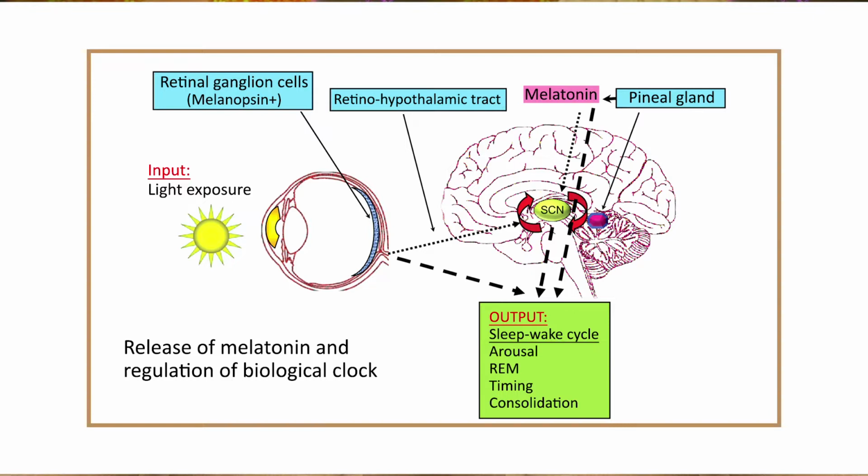In response to visual input from the eyes, that is the retina, the suprachiasmatic nucleus stimulates sympathetic postganglionic neurons of the superior cervical ganglion, which in turn stimulate the pinealocytes of the pineal gland to secrete melatonin in a rhythmic pattern, with low levels of melatonin secreted during the day and significantly higher levels at night.